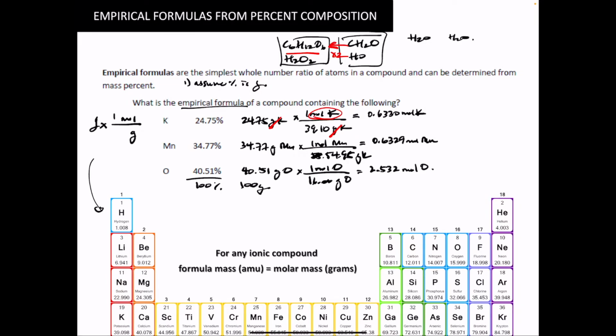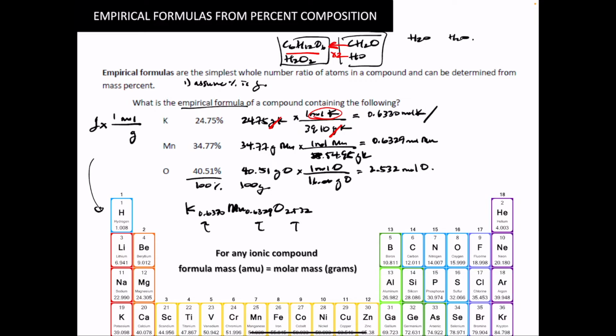So this is the molar relationship of these elements. I could write K with 0.6330, Mn with 0.6329, and O with 2.532, but that would be strange because we want those to be whole numbers. What I'm going to do is divide by the smallest one and find the ratio. In this case, it looks like K and Mn are going to be 1.